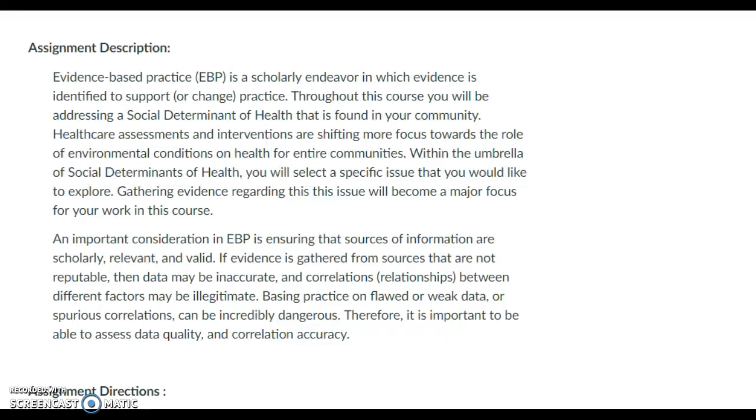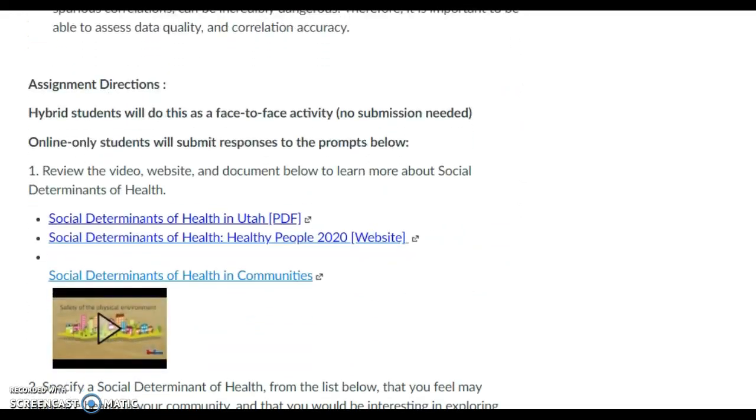This is a really large focus nationwide as far as trying to see how to best help communities achieve optimal health. It also affects individuals. In addition to it being a national initiative, and if you look down a little bit, you can get to a link specifically to the Healthy People 2020 initiative that has to do with social determinants of health.